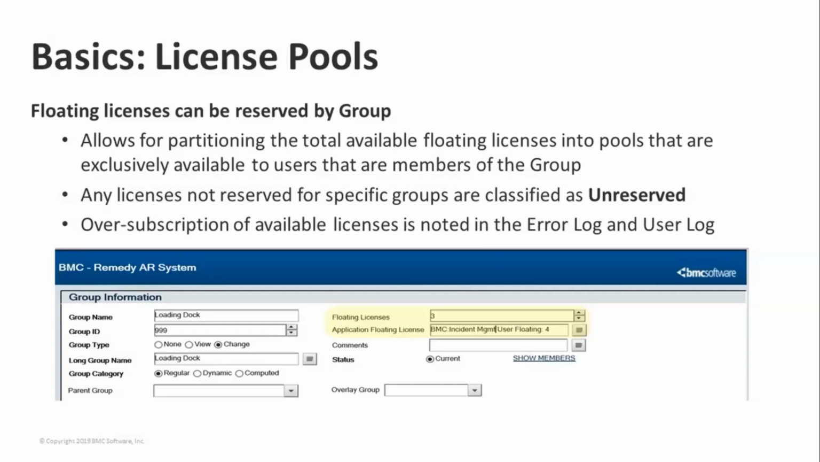If this license pooling feature is not used at all, then essentially all your floating licenses are classified as unreserved. And if there's an oversubscription of available licenses, meaning there are only 10 floating licenses available on the system, but on the group form someone is allocated 15, that oversubscription will be noted in the error log and the user log. The server will assign what licenses it can to any given groups, and then other groups won't get any that they've been designated to have.